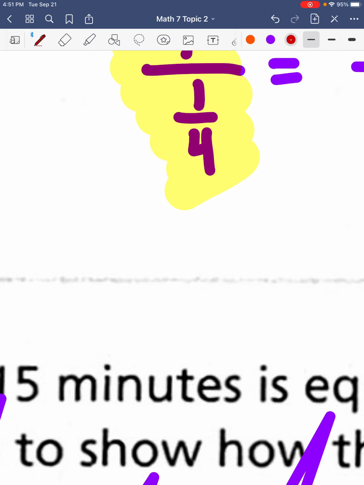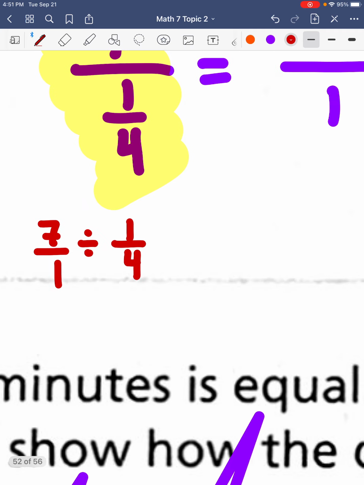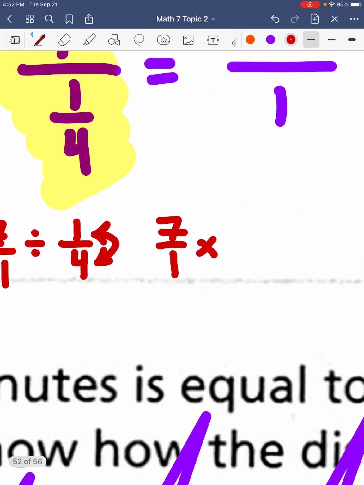So let's write that out. 7 divided by 1/4. And can I rewrite that 7 as a fraction? What would it be? It would be 7 over 1. So we really have 7 over 1 divided by 1/4. Well, remember, keep, change, flip. What do I keep? I keep my 7 over 1. I change division to multiplication, and then I flip my second fraction. So it's going to become 4 over 1.